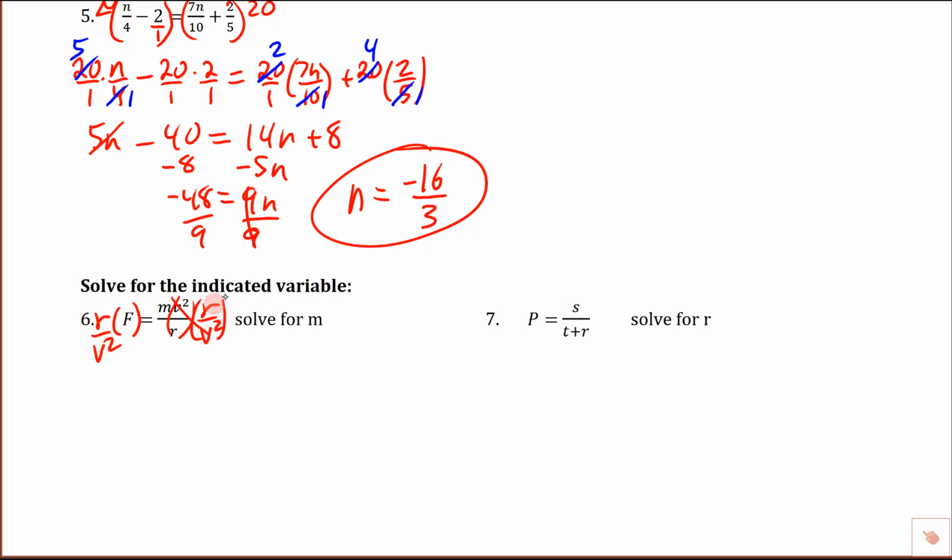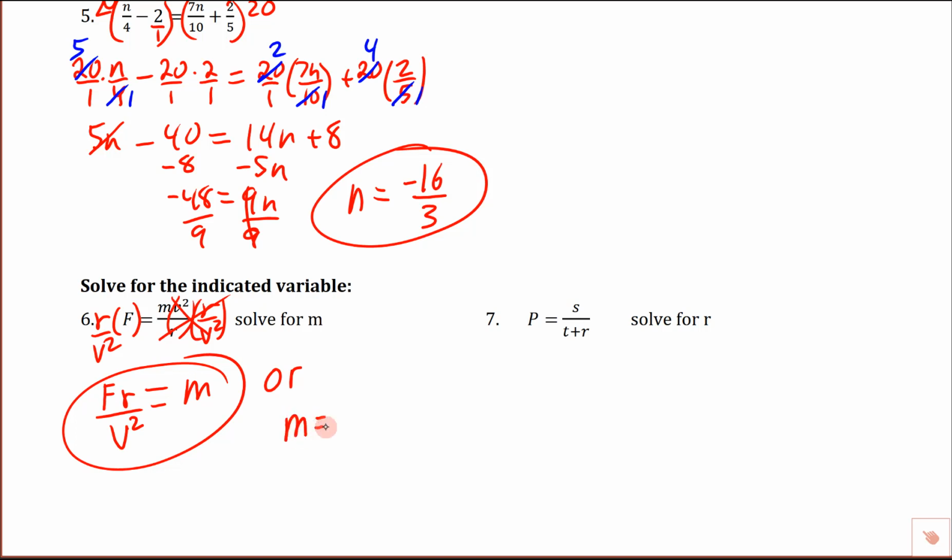Those v squareds are going to cancel. The r's are going to cancel. So that leaves an m on this side. And then we have an f times a lowercase r over a v squared, and that would be it. Now, if you want to go ahead and change that around so we've got the variable that we solved for on the left-hand side, that's totally okay. So we'll have f times lowercase r and then v squared, and we'd circle that. Either one of those is just fine.